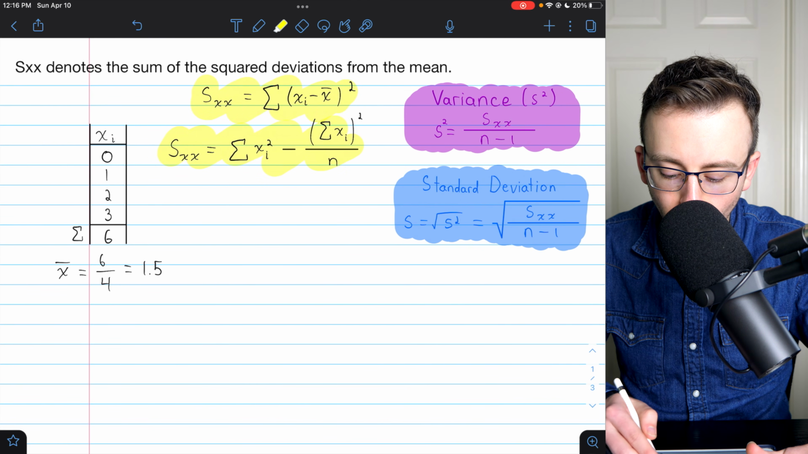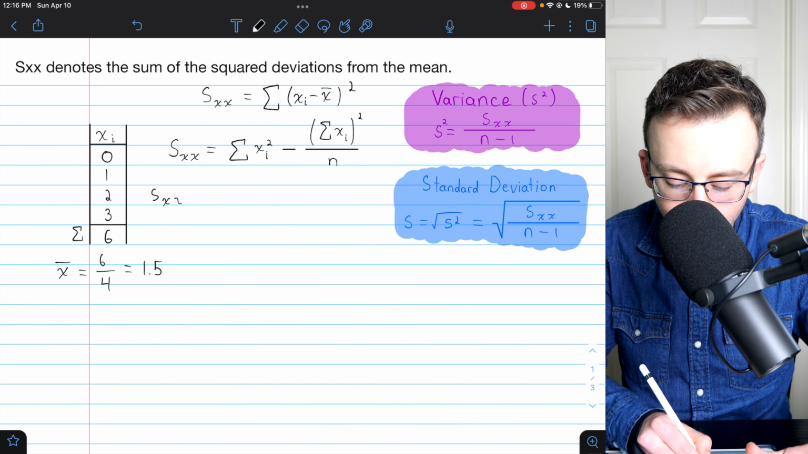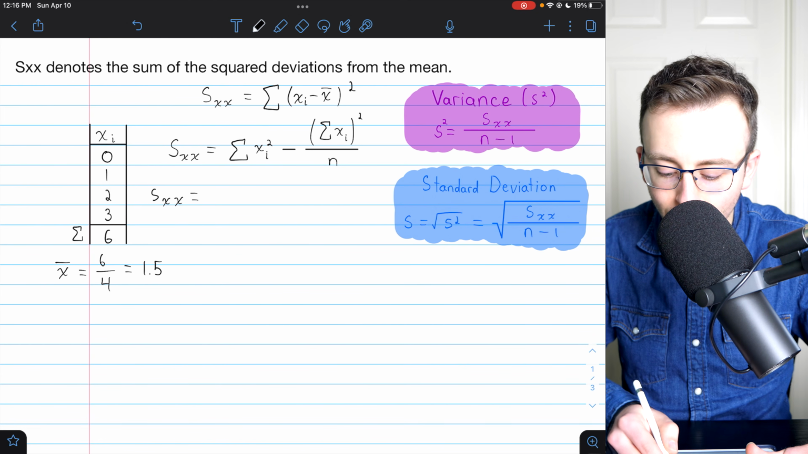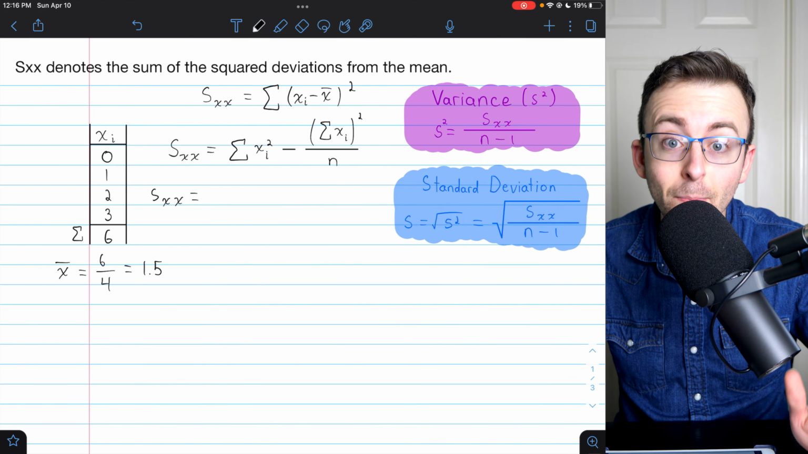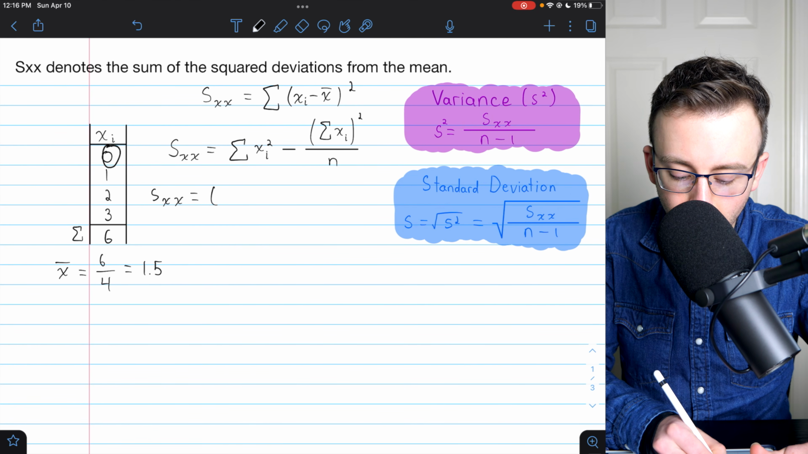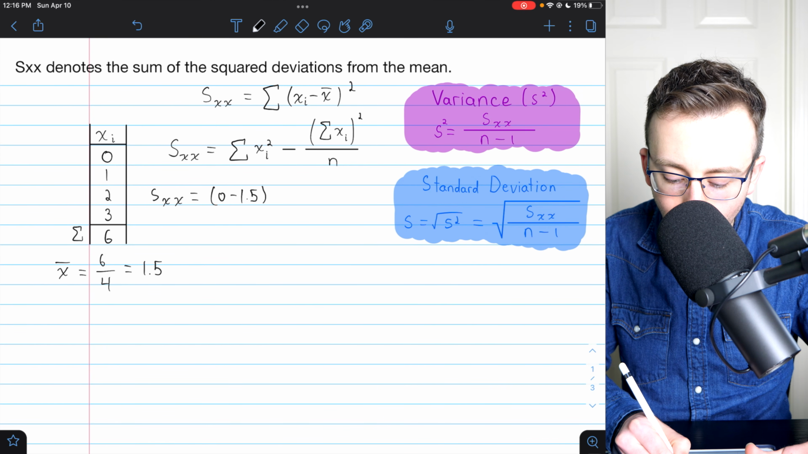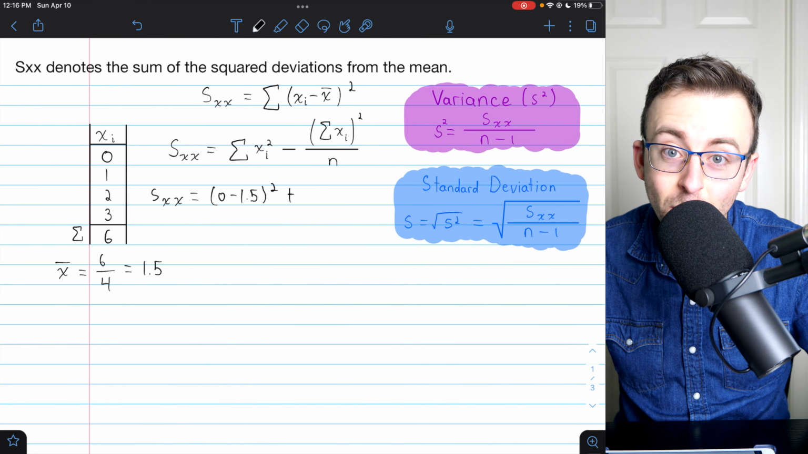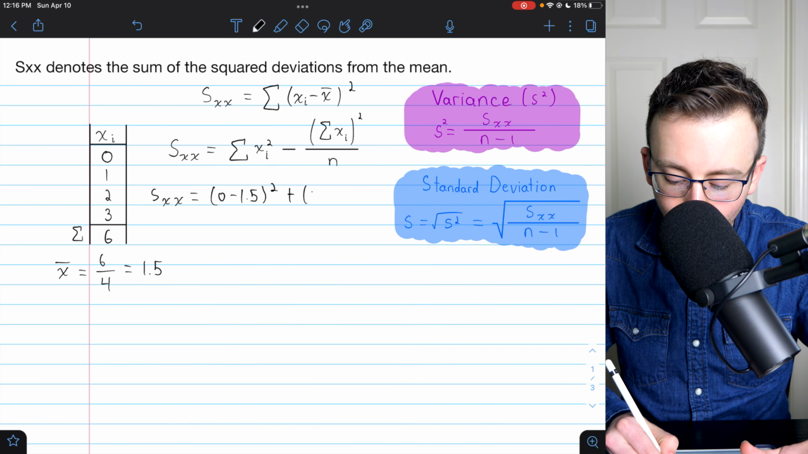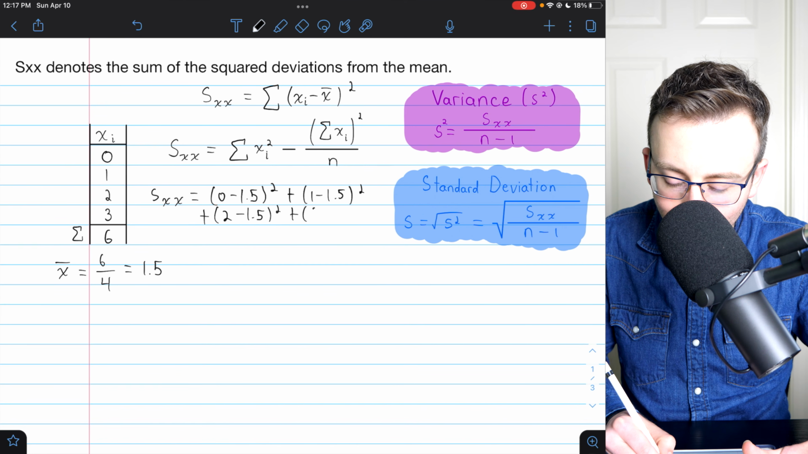And we'll touch on the shortcut formula in a minute, but let's just go through the original formula at least once. To find SXX, I need to add up the squared deviations from the mean. Here's what that means. I'm going to take a data value, 0, and then subtract the mean, so minus 1.5, and then square it. And then I'm going to do that with every other data value and add them all together. So then I have 1 minus the mean squared, and then I'm going to add that to 2 minus the mean squared, and then finally add the last data point, 3 minus the mean squared.